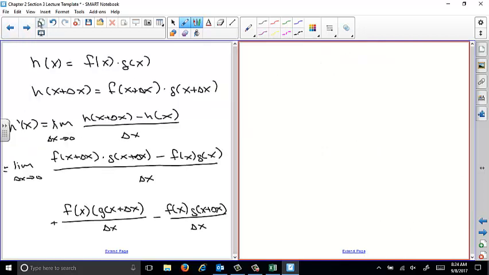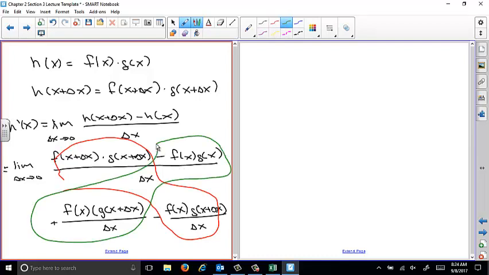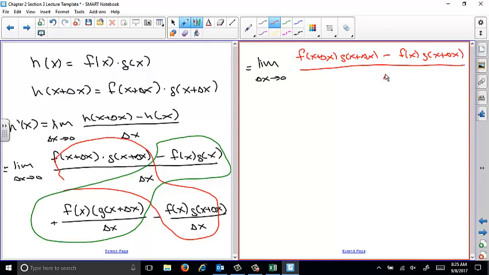And what you can do is we're going to group these two together, and we're going to group these two together. So let's do that. So we're going to take the limit as delta x goes to 0. So the red ones together, let's put it in red, is you're going to have f of x plus delta x times g of x plus delta x minus f of x times g of x plus delta x, all divided by delta x, because I've got this plus and this minus.